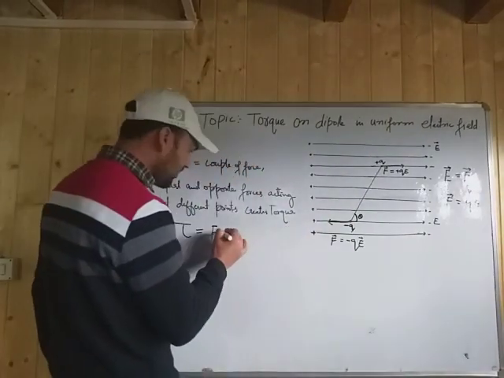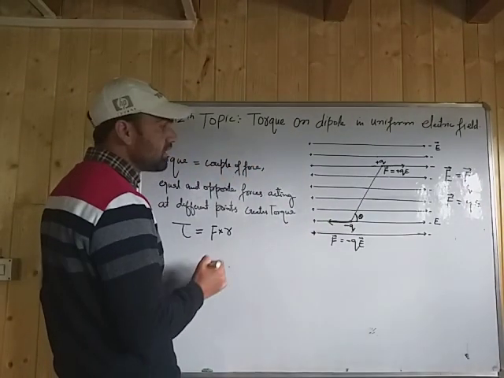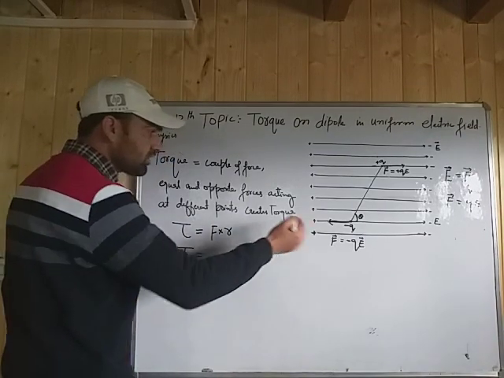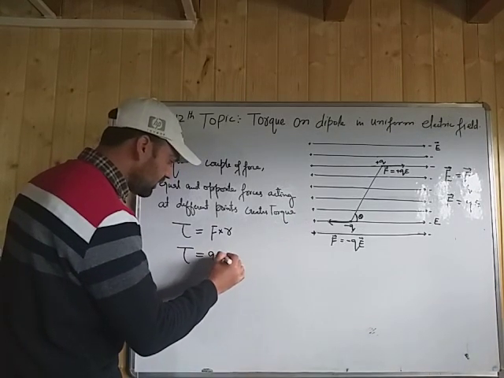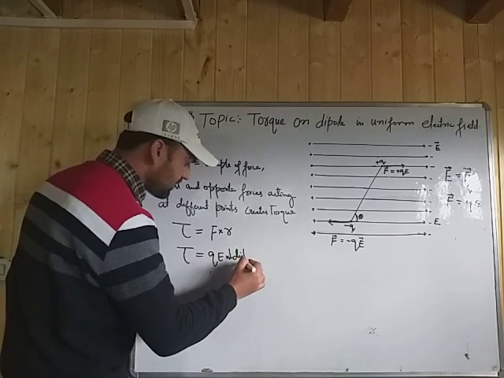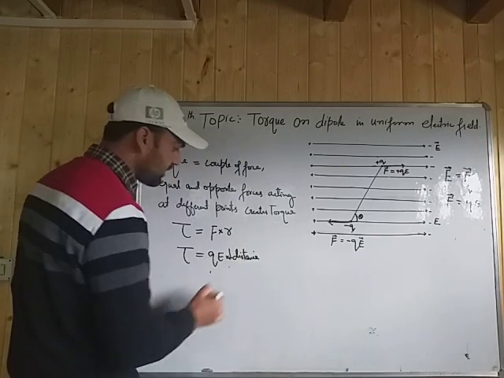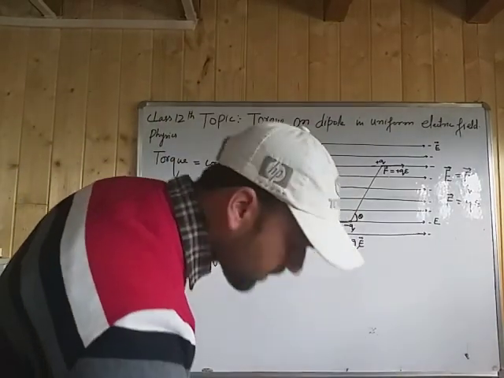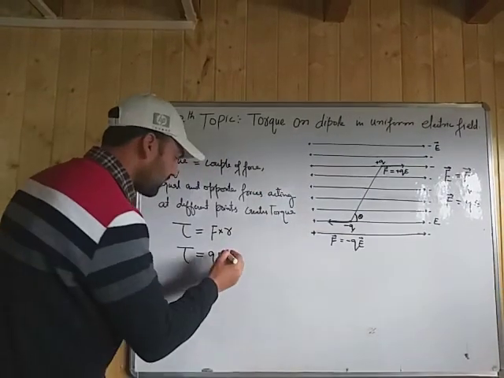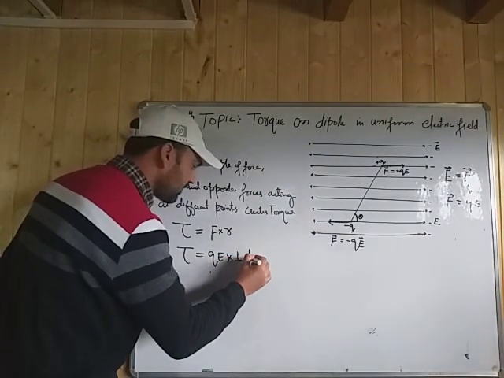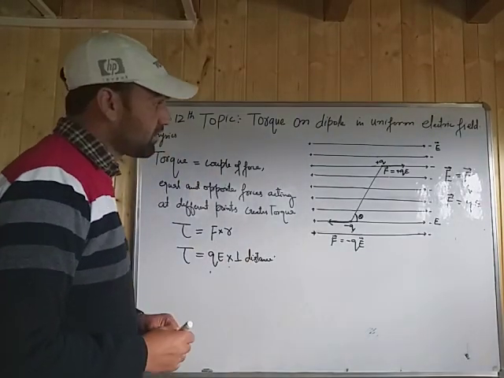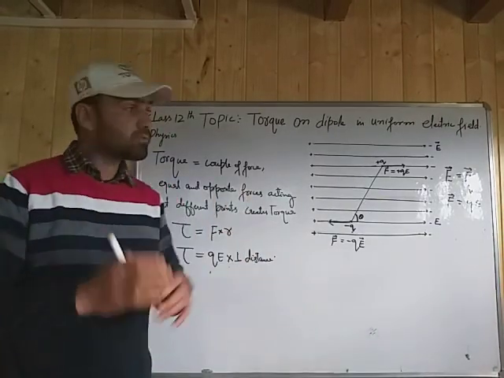So we write here that perpendicular distance, we'll write here R, or we can write here this torque that is equal to force. तो force हमारे पास है that is equal to QE into, so this is the distance, this is the perpendicular distance. Or we can write in this way, force into perpendicular distance. Now we will see this perpendicular distance. That perpendicular distance is between the two forces.